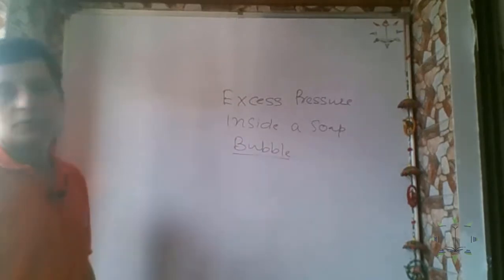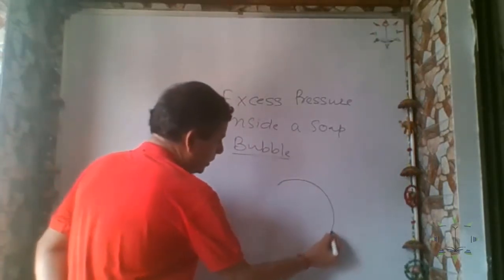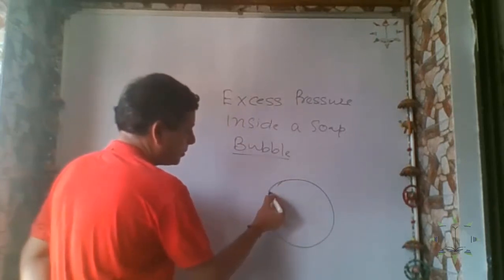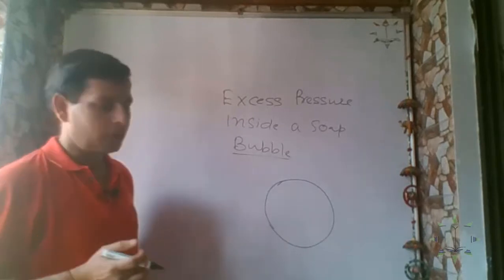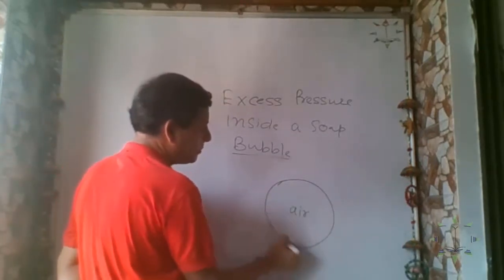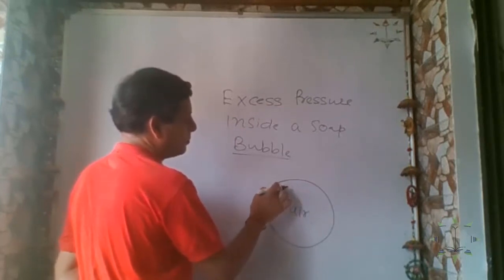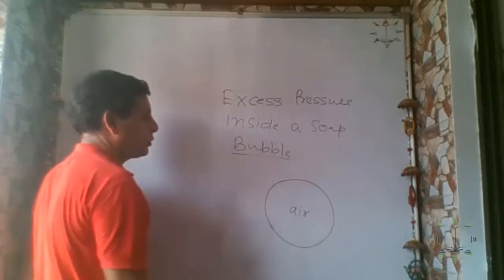Excess pressure inside a soap bubble. You see, like a shampoo or soap bubble, you can form a bubble. What is there in a bubble? There is air inside, and this is the film of soap, or shampoo. There is a coating of soap.